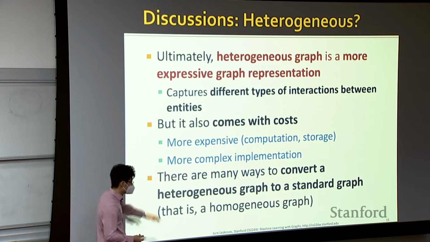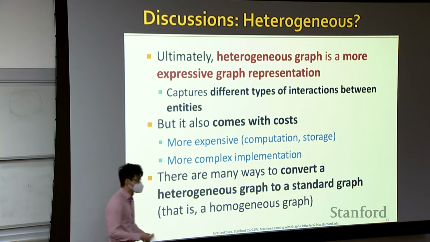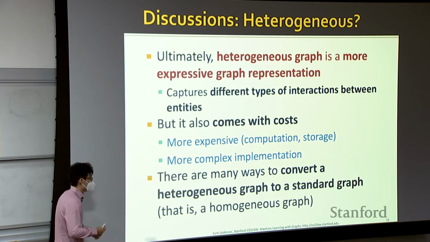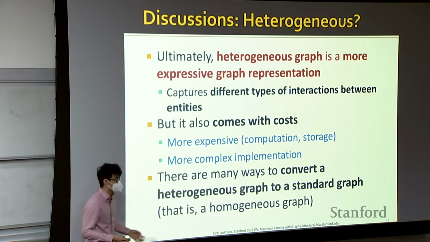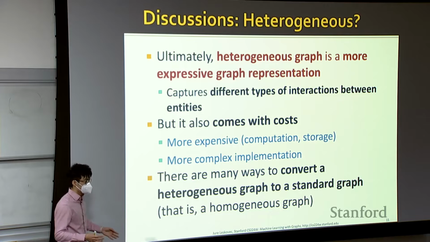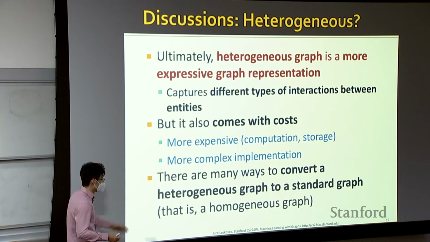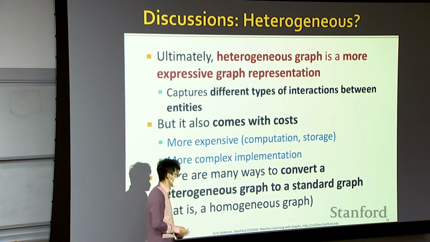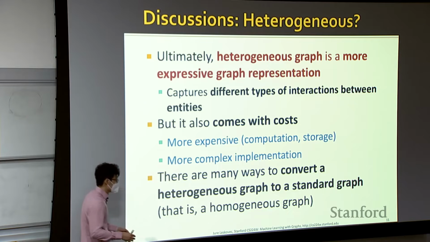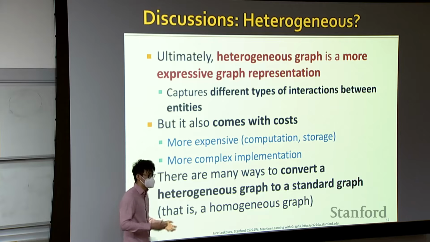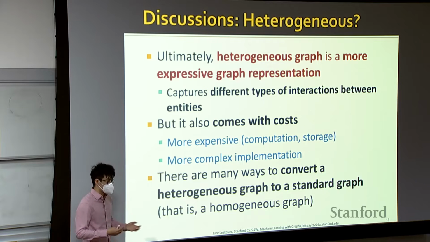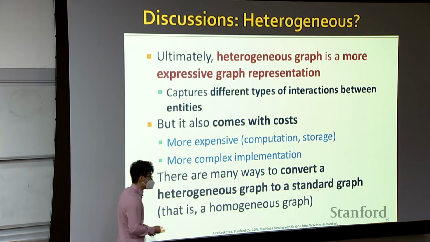Our discussion here is to share some insight that there are many ways that we can convert a heterogeneous graph back to a standard graph that we have discussed in the previous lectures, the so-called homogeneous graph. But suppose you do want to model these complex and different types of interactions in the network, you should consider using a heterogeneous graph instead.